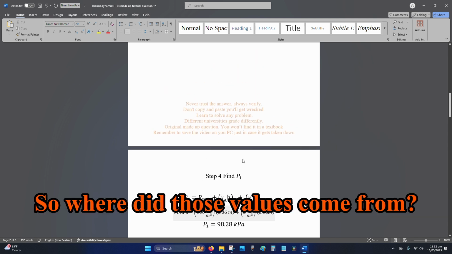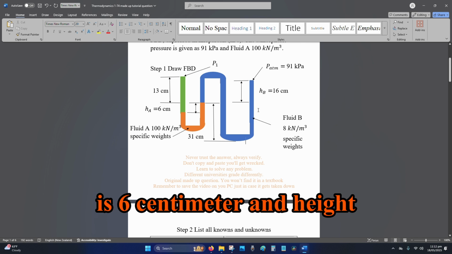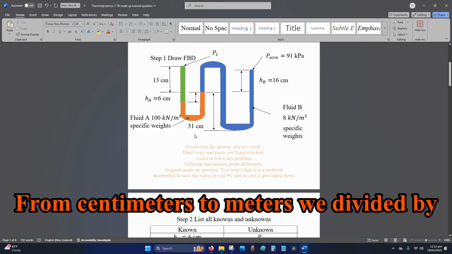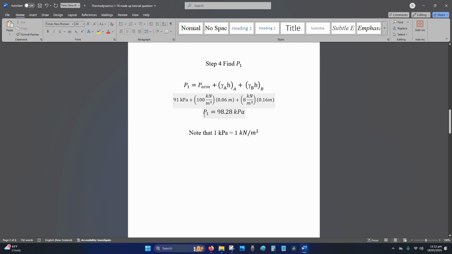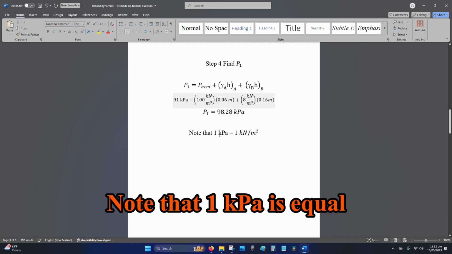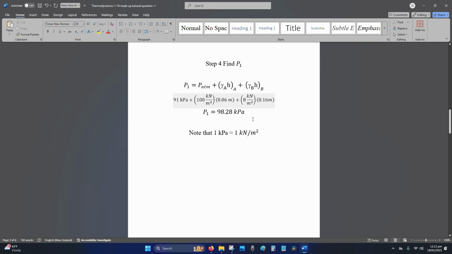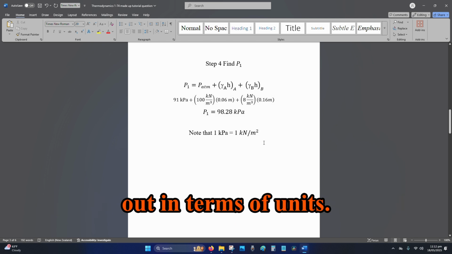So where did those values come from? We converted the centimeters from the height of fluid A, which is 6 centimeters, and the height of fluid B, which is 16 centimeters, from centimeters to meters. We divide by 100. That's how we got those numbers. And the final answer, the absolute pressure P1, is 98.28 kPa. Note that 1 kPa is equal to 1 kilonewton per meter squared. So one of the meters cancels out in terms of units.